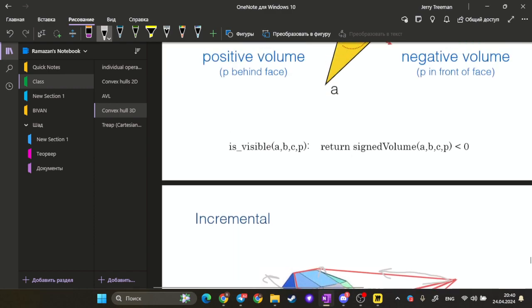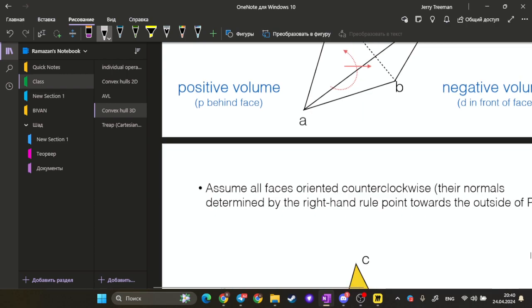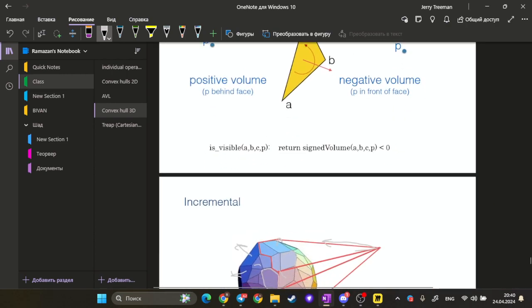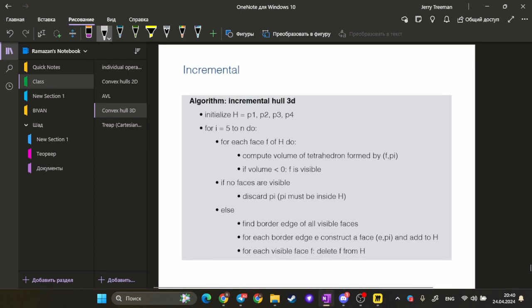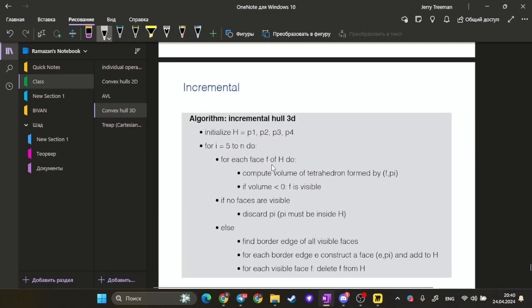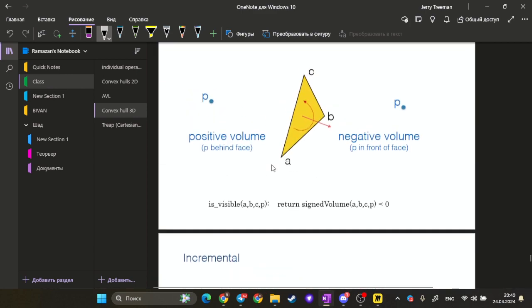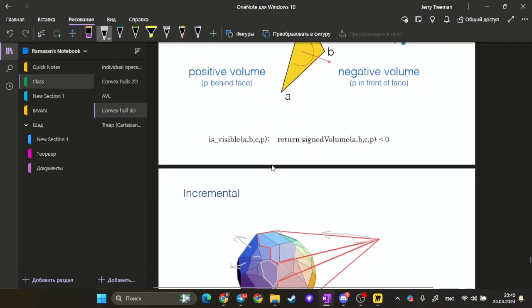So consider the plane. I don't get the idea yet. Compute the volume of the tetrahedron FPi. So we consider face and Pi.